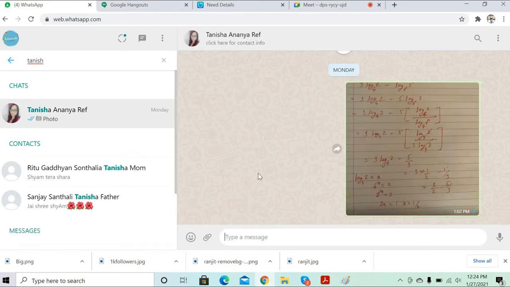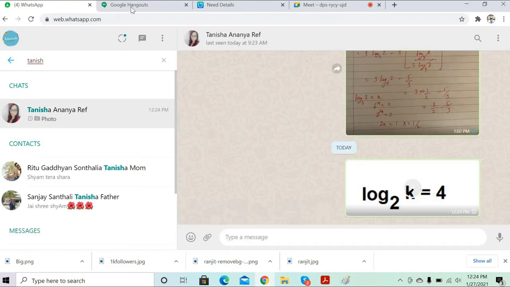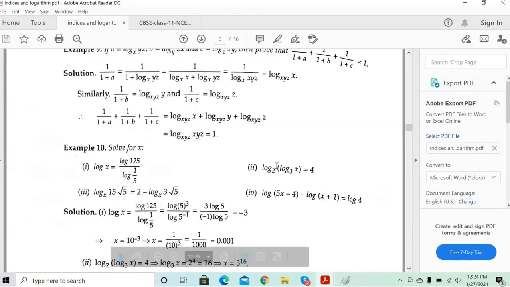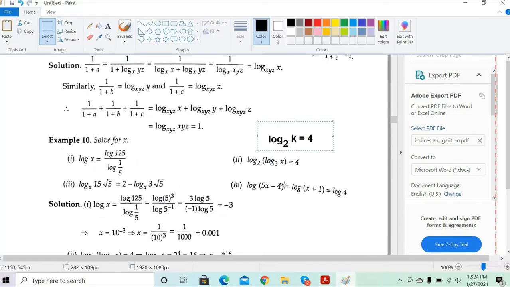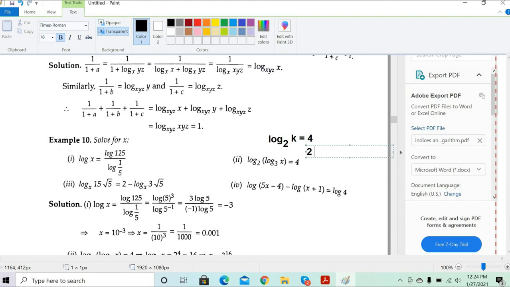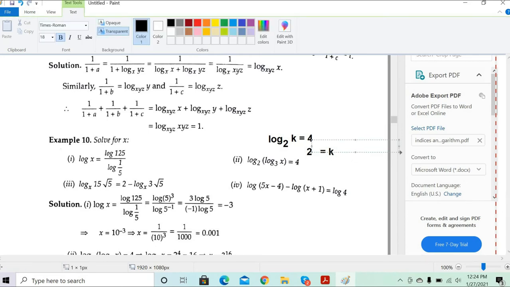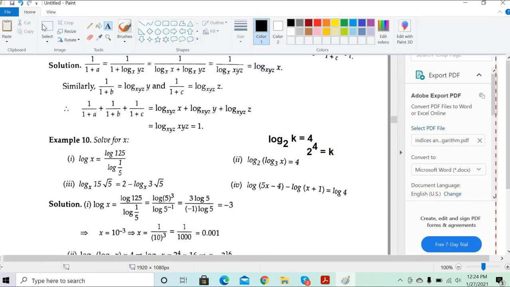Just check, Tanisha, can I represent like this? Here I assume that k is equal to log 3x. Is it fine? Now when I represent in the exponent form, it will be 2 power 4 is equal to k. Can I say like that? You let me know if you are fine with this part, and then it will be very easy for you to understand.